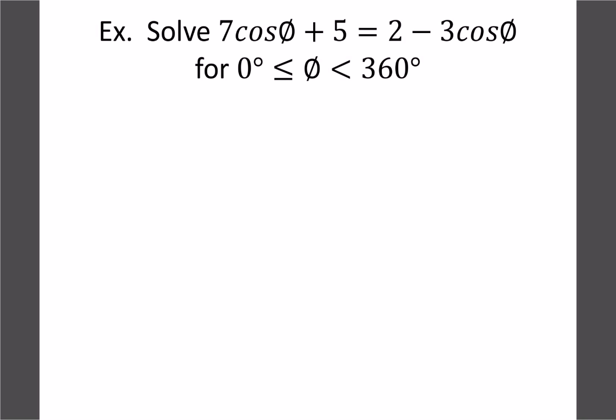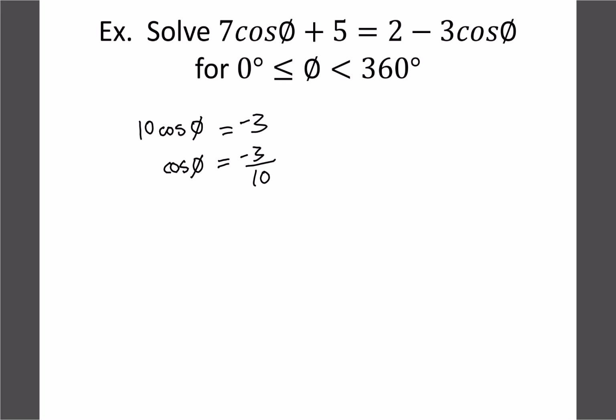So we have 7 cos plus 5 equals 2 minus 3 cos. It doesn't matter if the angle's theta, a, phi, whatever. The symbol really makes no difference. We're looking for that angle solution. So this first one, what we'd want to do is let's bring the 3 over. So if we add 3 cos to both sides, that would give us 10 cos. And let's subtract the 5 on both sides. That would give us negative 3. So if we divide by 10, we get negative 3/10.